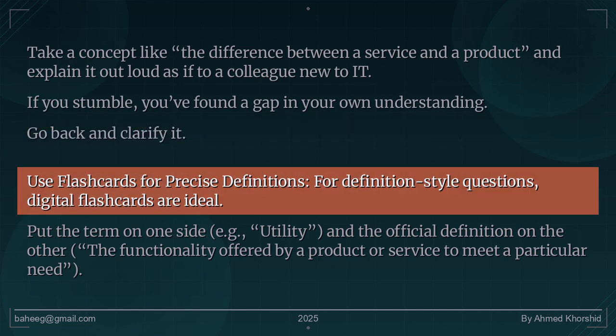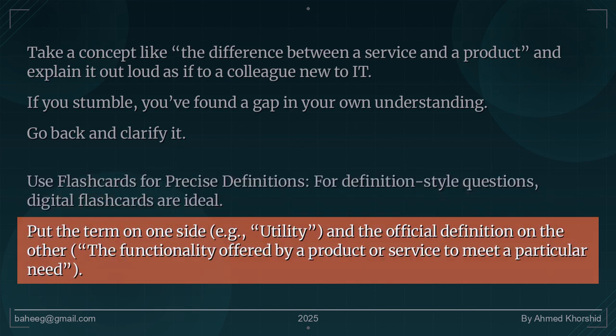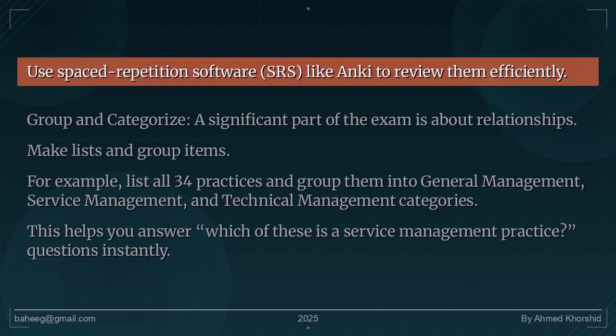Use flashcards for precise definitions. For definition-style questions, digital flashcards are ideal. Put the term on one side, e.g., utility, and the official definition on the other: the functionality offered by a product or service to meet a particular need. Use spaced repetition software, SRS, like Anki to review them efficiently.